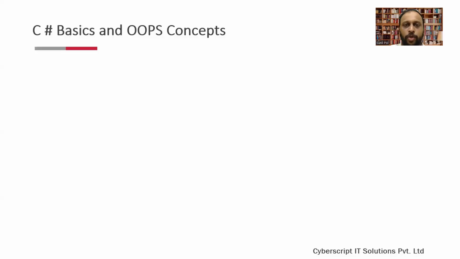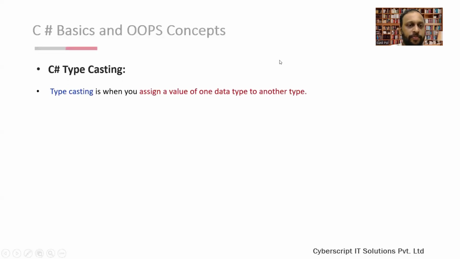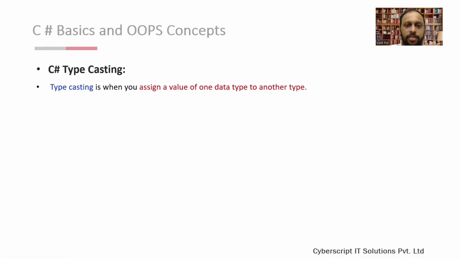So let's discuss what is typecasting and what is the purpose of typecasting in real life scenarios. So what is typecasting? Typecasting is when you assign a value of one data type to another data type. In C#, there are two types of casting. One is implicit typecasting and another one is explicit typecasting.